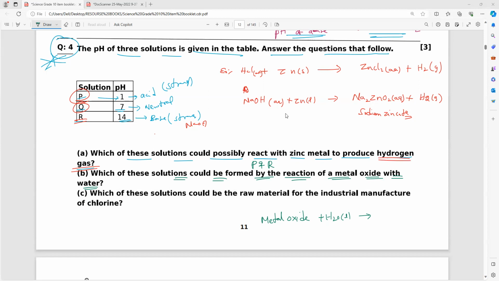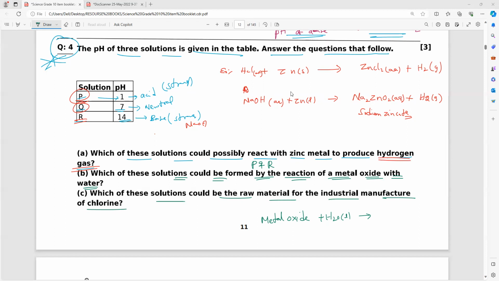Next one. Which of these solutions could be the raw material for the industrial manufacturing of chlorine? Industrial manufacturing means there is a name for that equation. It is a very popular equation. What is it? By this time, you all should say that. Chloralkali process.